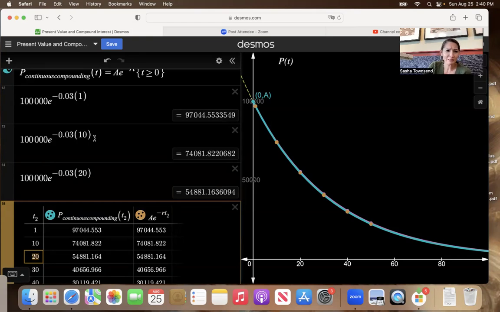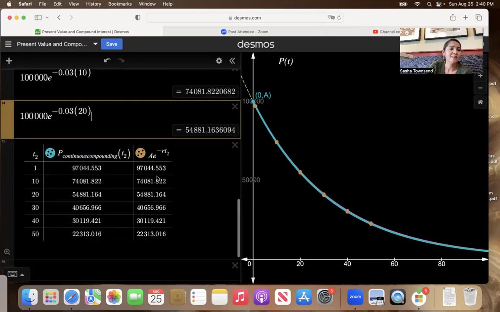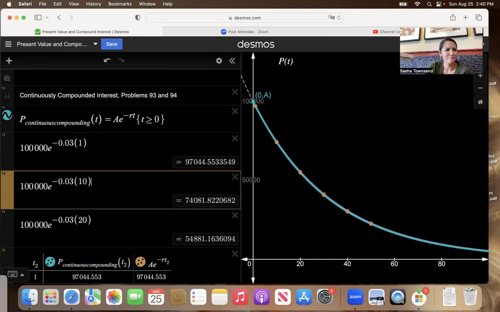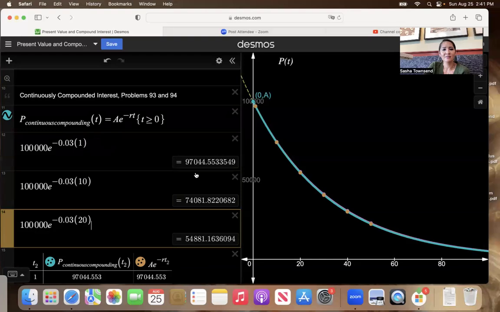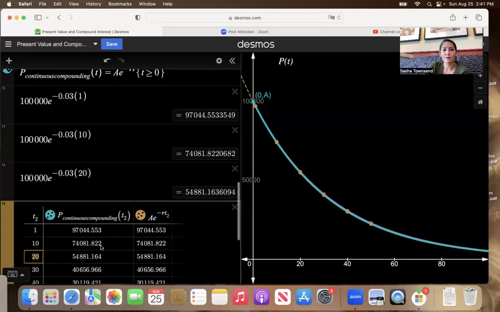Well, maybe we're willing to wait a little longer. Well, I say, what if I want $100,000 20 years from now? Well, I only have to deposit $54,881. It's still a lot. Yeah, maybe you should get an account with a better interest rate. That's what I would recommend. But with this particular interest rate of 3%, these are the amounts that you would have to deposit in order to have $100,000 1 year, 10 years, or 20 years from now. We see that the 97,000, the 74,000, and the 54,881 are the values that we have in our table here. So our table is populating correctly.